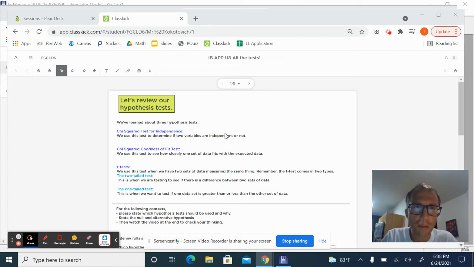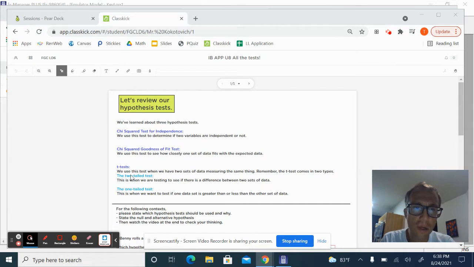This is the first page of this class kick where we're talking about all three of our hypothesis tests. The first one that we learned about was the chi-square test for independence. We use this test to determine if two variables are independent or not. The second one is the chi-squared goodness of fit test. We use this test to see how closely one set of data fits with expected data.